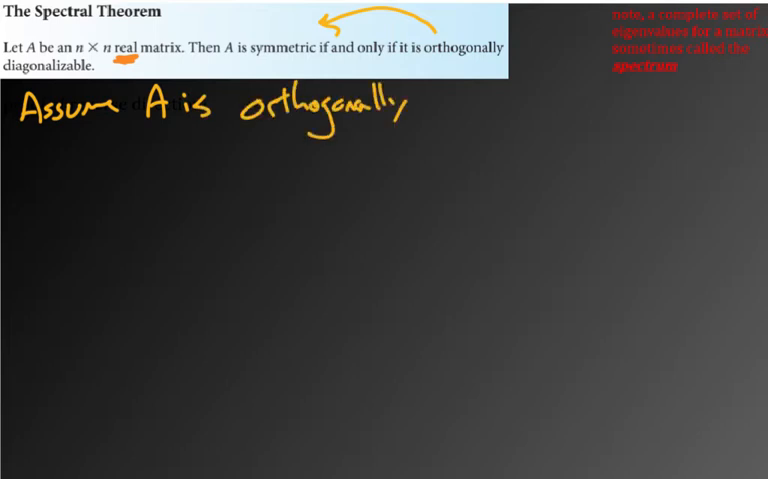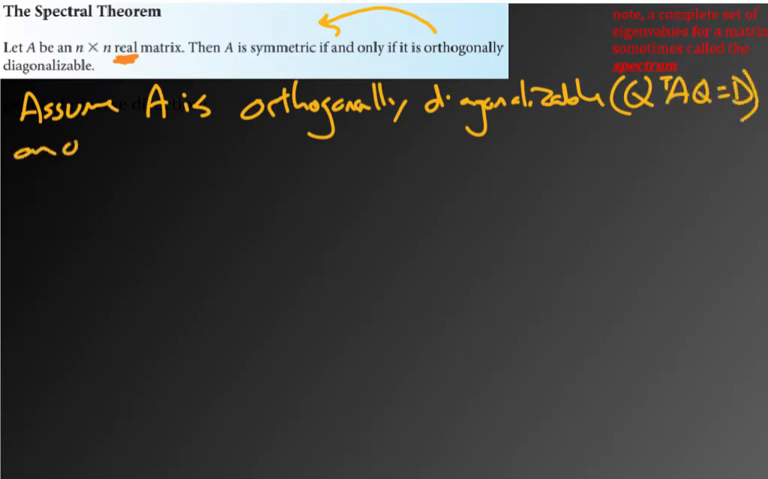And I do want to prove this whole theorem, but to start off, I'm just going to prove the easier direction right now. So I'm going to prove the reverse implication. We're going to assume that A is orthogonally diagonalizable. And what that means, again, is just that Q^T A Q equals D. And we show A^T equals A, or that A is symmetric, okay?